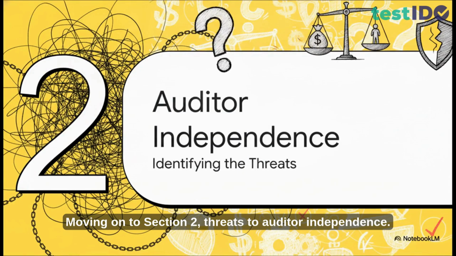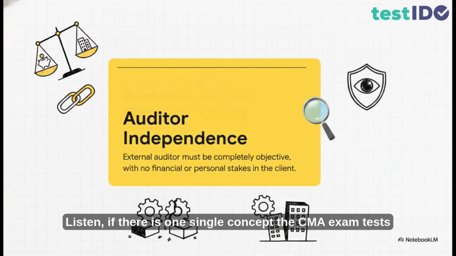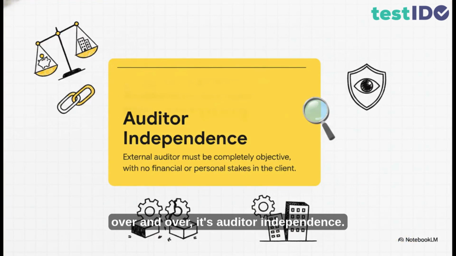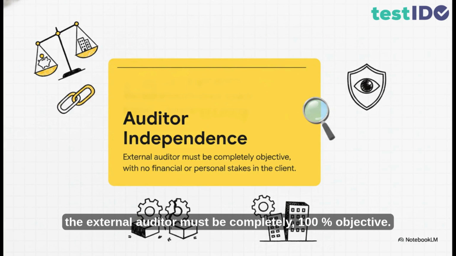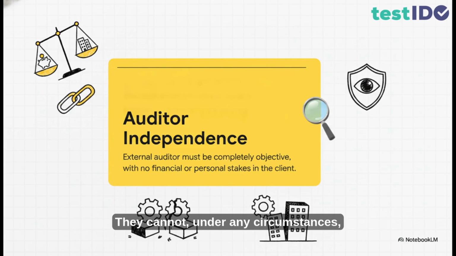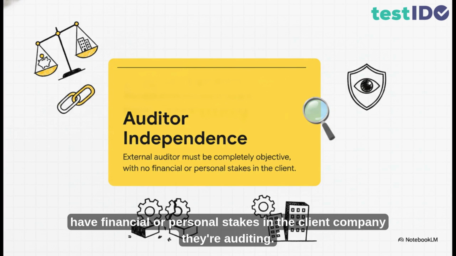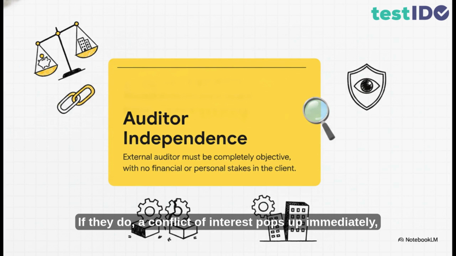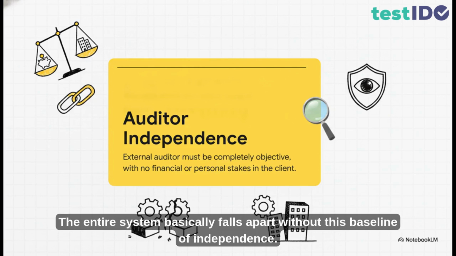Moving on to Section 2, threats to auditor independence. Listen, if there is one single concept the CMA exam tests over and over, it's auditor independence. For the public to actually trust an audit opinion, the external auditor must be completely 100% objective. They cannot, under any circumstances, have financial or personal stakes in the client company they're auditing. If they do, a conflict of interest pops up immediately, and the integrity of the whole audit is compromised. The entire system basically falls apart without this baseline of independence.